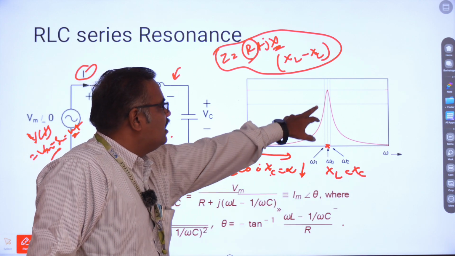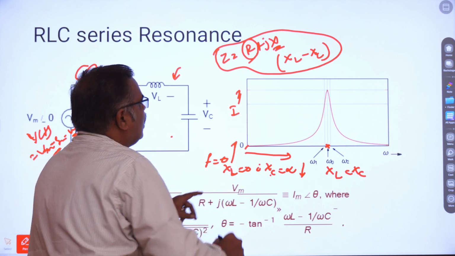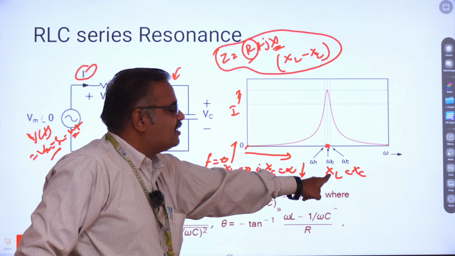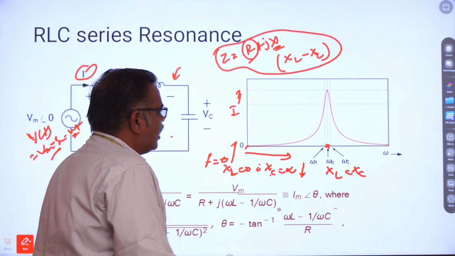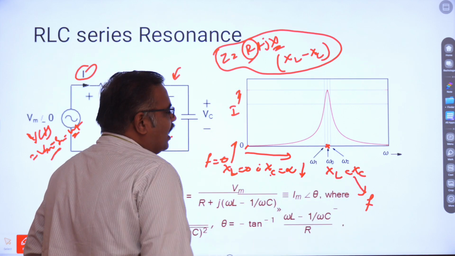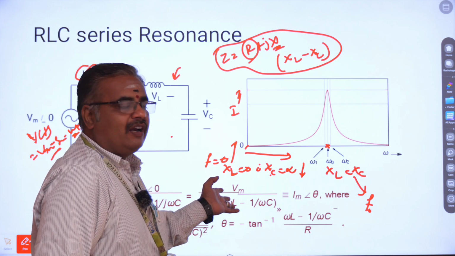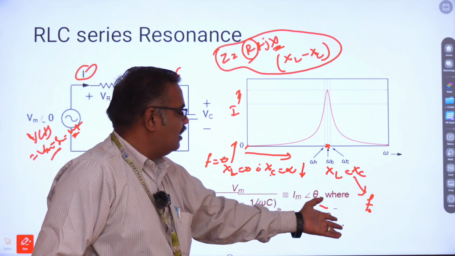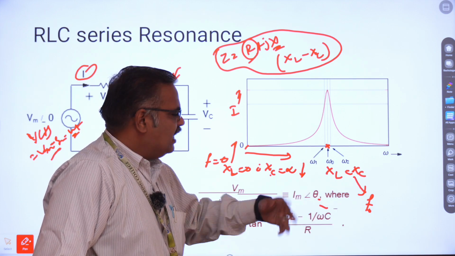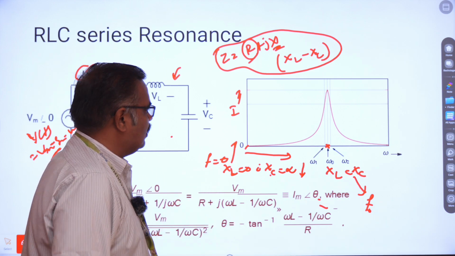So at this place, this is your current. The current flow will be maximum at XL equal to XC, and respectively you'll be getting a frequency for this particular point, and that frequency is called the resonance frequency. In some references, you'll have F naught as the resonance frequency. In some references, you'll have FR as the resonance frequency.